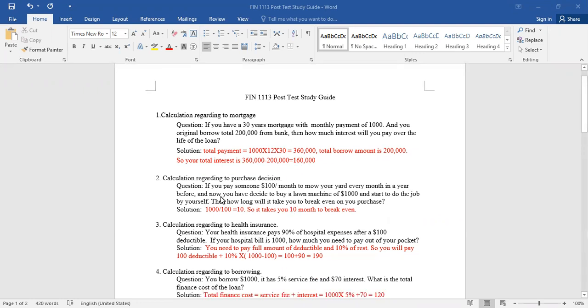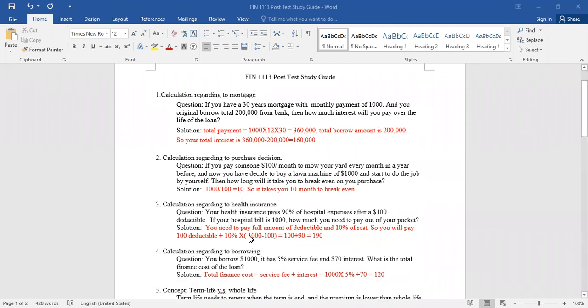The second one is about a decision on purchase. Let's say you pay $100 to hire somebody to mow your yard every month, and now you decide you're going to purchase a lawn machine by yourself. They're asking how many months you need to break even. This lawn machine costs $1,000, and it costs you $100 to hire somebody to do the job. So 1,000 divided by 100 is 10 months, which means in 10 months you will be breaking even.